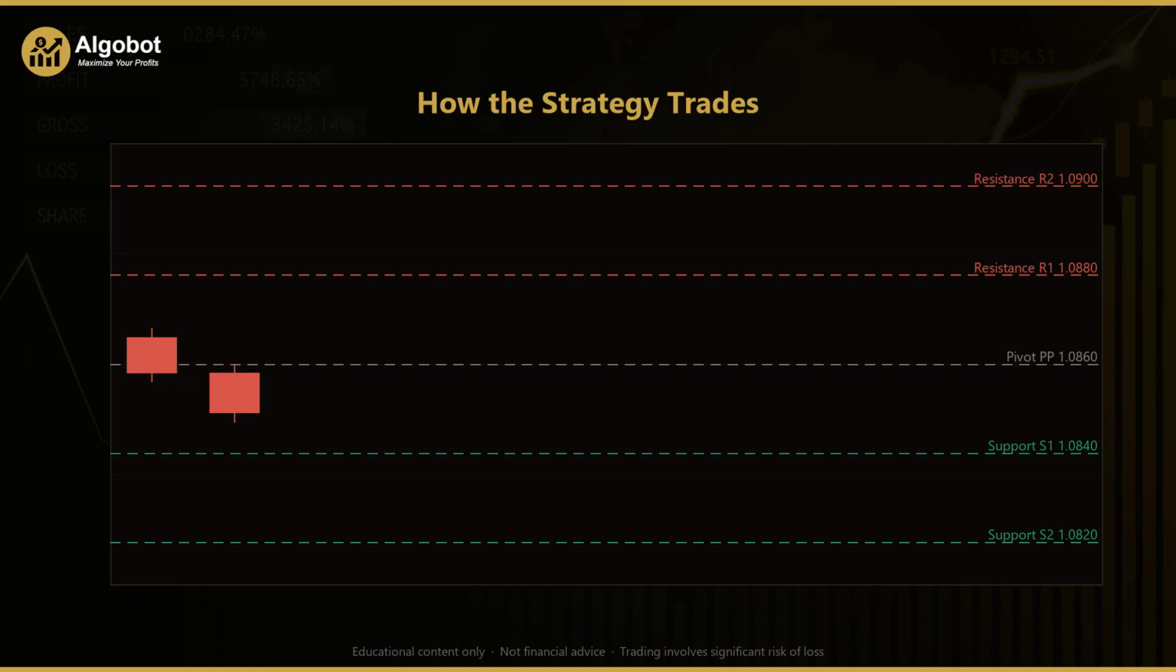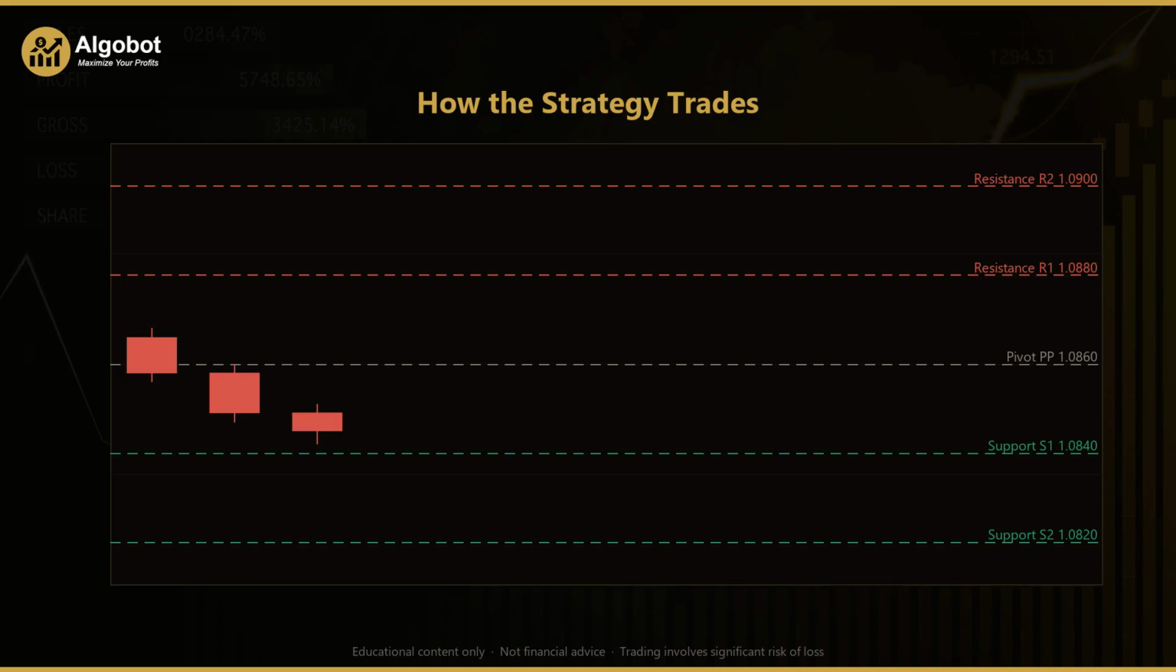On screen, you can see our pivot levels drawn as horizontal dashed lines. The central pivot sits at 1.0860. Above it, resistance 1 is at 1.0880 and resistance 2 at 1.0900. Below it, support 1 is at 1.0840 and support 2 at 1.0820. These are the frozen levels the strategy will trade against for this session.